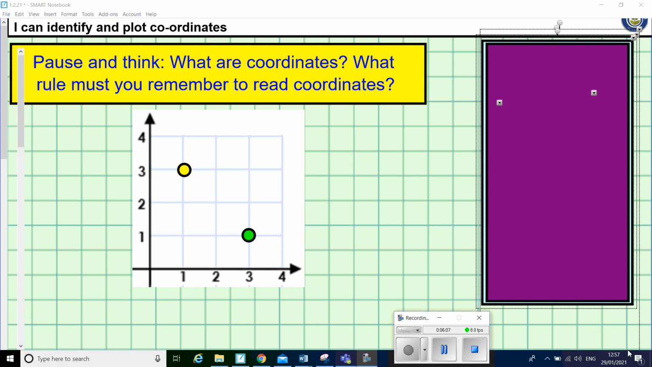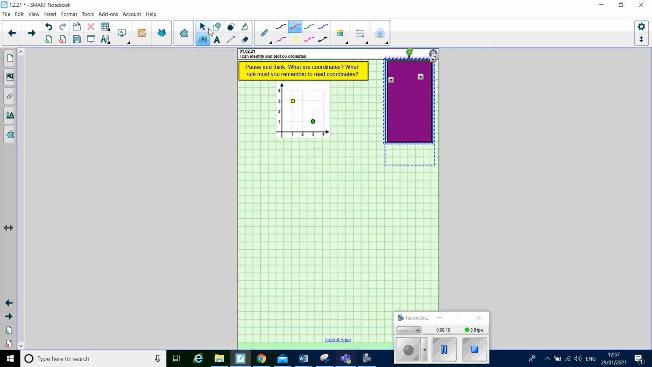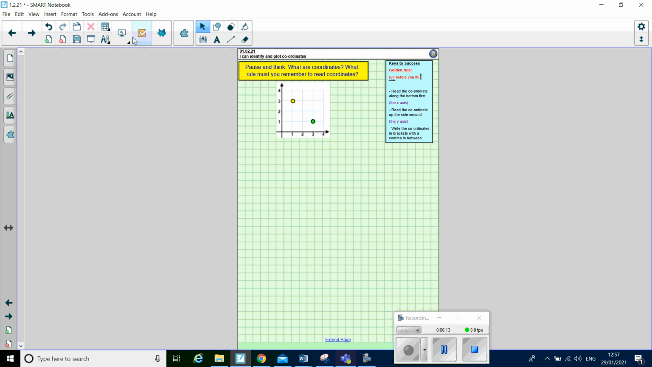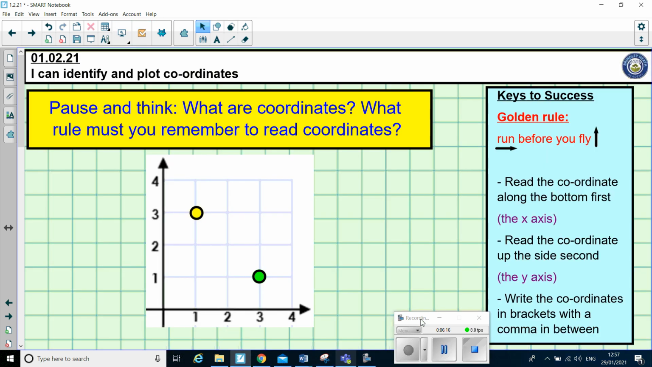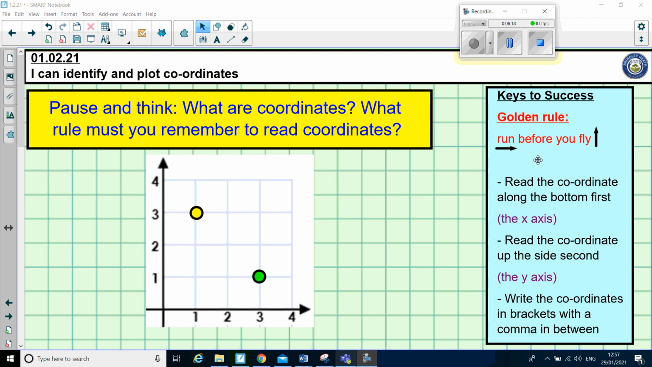So just going to change my screen view a little bit. Okay. I like to use the golden rule, run before you can fly, which means we go along the bottom, we run before we fly up. Some people like to say in through the door and up the stairs. It's the same principle as long as you're going in through the door and up the stairs. Run before you can fly. So that means when we read coordinates, we always read the coordinate from the x-axis, which is the one along the bottom, the flat one, before we read the coordinates from the y-axis, which is the axis that goes up or down.